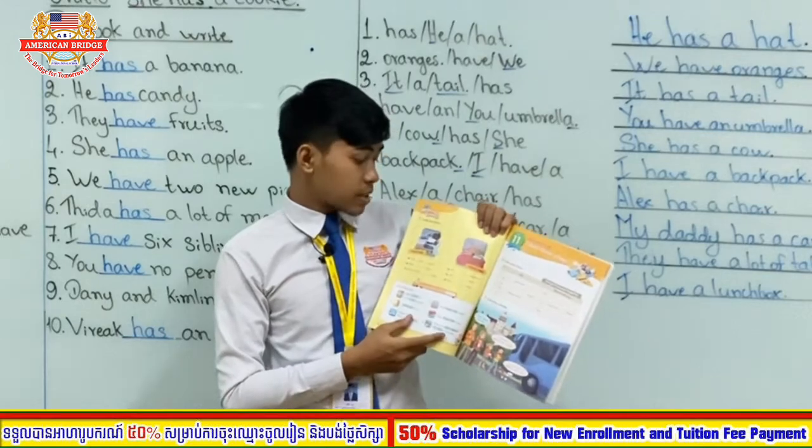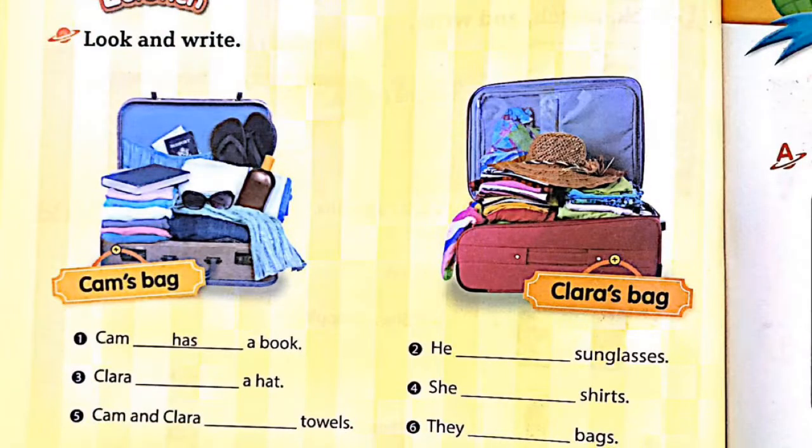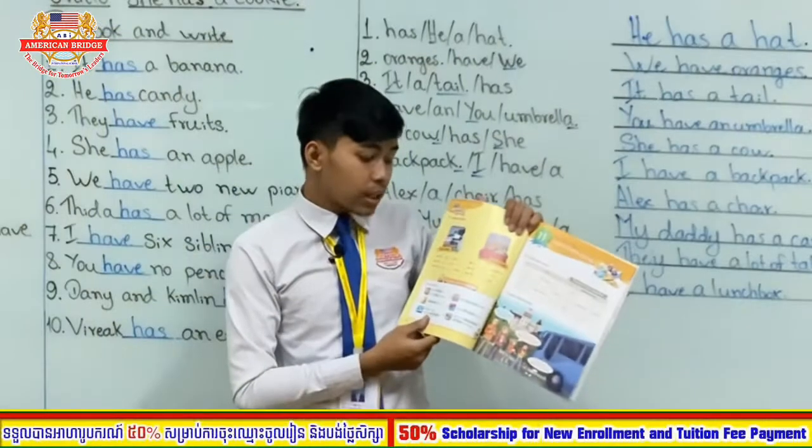So the first exercise, writing launch, look and write. So number 1 to number 6, right? You look at the pictures and then you complete with has or have, right? Easy. And then the language station.